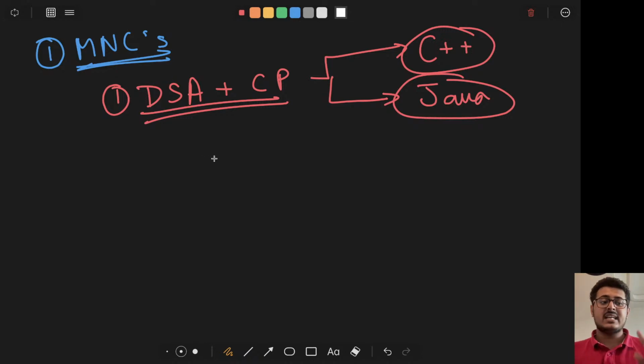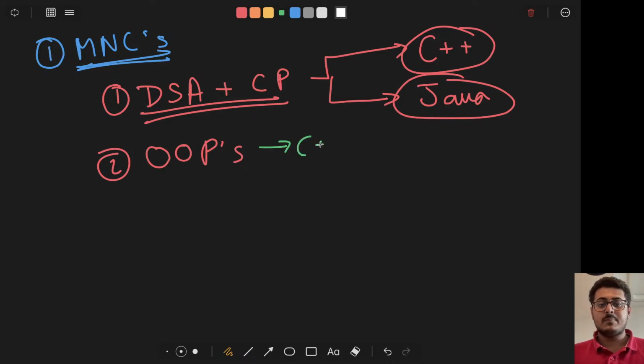Why is that the case? I will tell you guys. In a particular interview, they will not ask you just data structures and algorithms or CP. They will ask you about languages as well. So they will be asking you questions related to OOPS. The second topic is OOPS, object oriented programming, and this is something that they will ask from only two languages, C++ and Java.